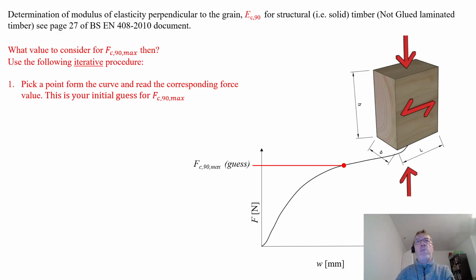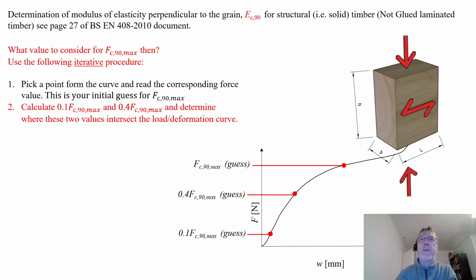We're going to use the following iterative procedure, which essentially means we do it multiple times until we get it good enough. Pick a point from the curve and read the corresponding force value. This is your initial guess for F max, so let's call that F max guess 1. Then calculate 10% and then 40% and determine where these two values intersect the load deformation curve.